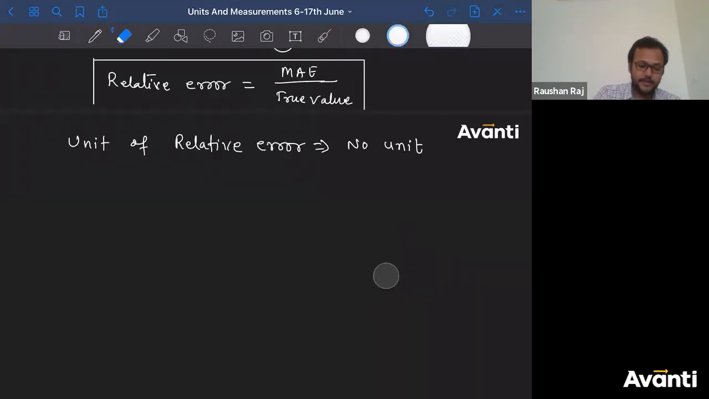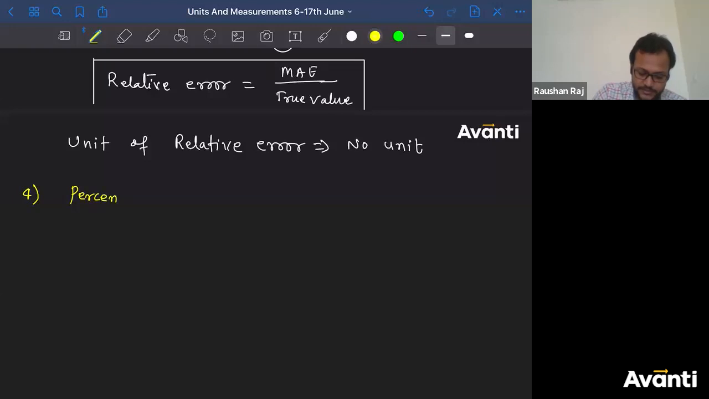अच्छा, आगे बात करते हैं. Now third is over. Now fourth one. That is called as percentage error. Tell me बच्चा लोग, what is percentage error? बहुत आसान है.